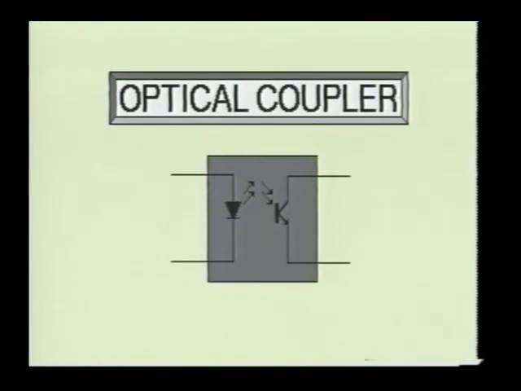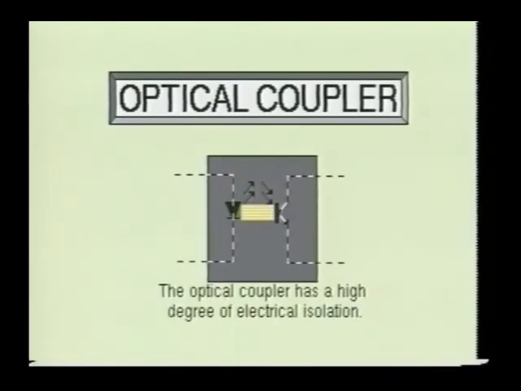Here we see an optical coupler. The optical coupler is simply a phototransistor and light-emitting diode combined in a single IC package. When current flows in the diode side of a device, the emitted light is directed toward the phototransistor's base area, which causes current to flow in the transistor.